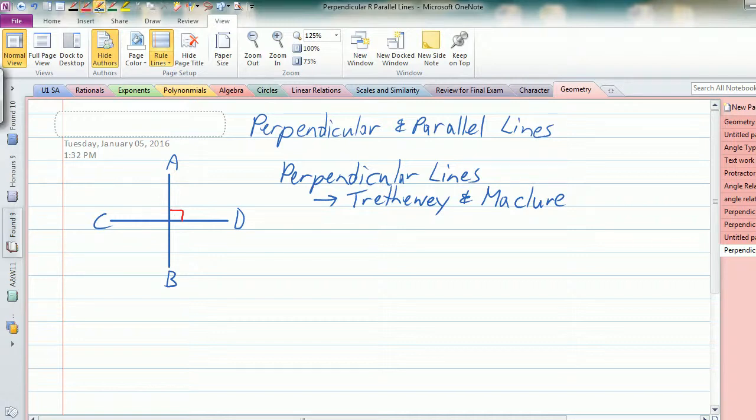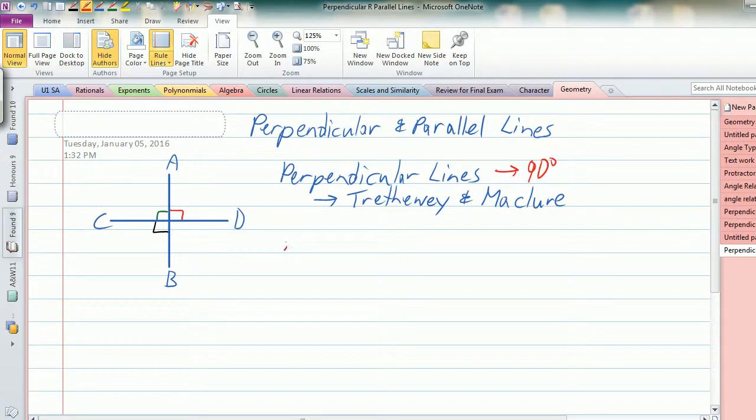So it's indicating that this angle here is 90 degrees, that this angle on the bottom left is 90 degrees, and that this angle over here, the bottom right, is also 90 degrees. But you won't see that marking. You will only see one of them marked as 90 degrees. So keep that in mind. They cross at 90 degrees.